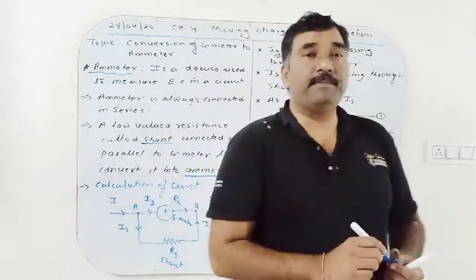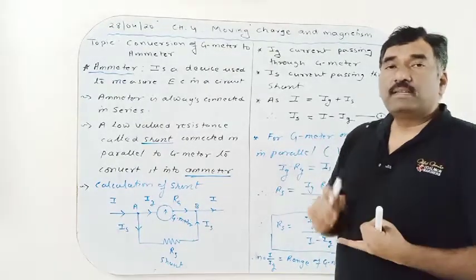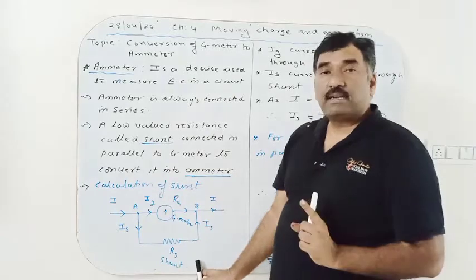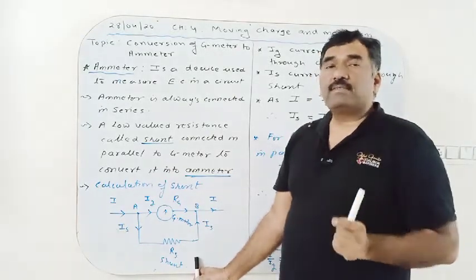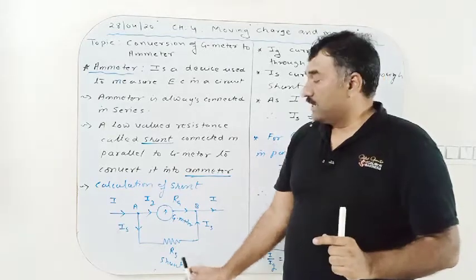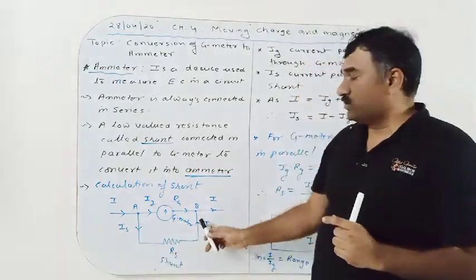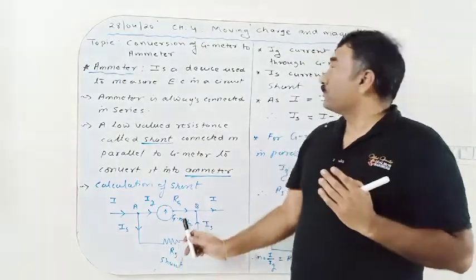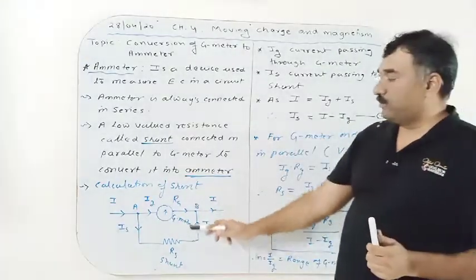Okay, once again, conversion of galvanometer to ammeter. Galvanometer is converted into ammeter by connecting a low valued resistance called shunt. When shunt is connected, effective resistance of circuit decreases. If large current is given to circuit, then also maximum current is passing through the shunt and galvanometer can be protected from the damage.